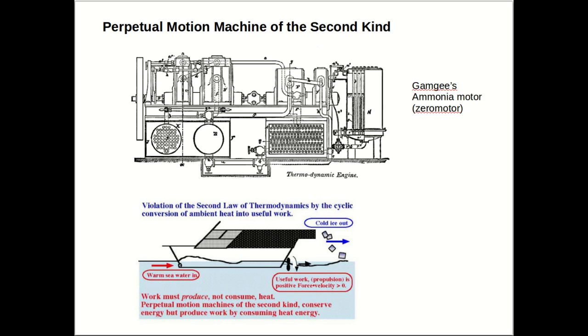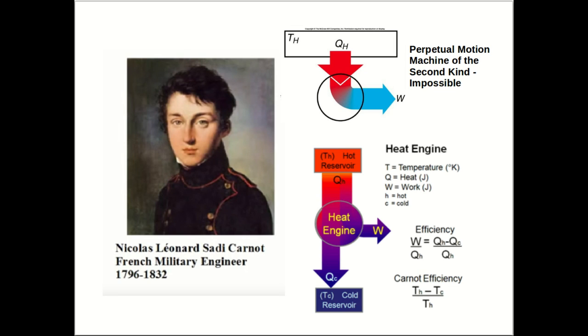So perpetual motion machines of the second kind don't work. And the work of Sadi Carnot, who was a French military engineer, actually proved that perpetual motion machines of the second kind are impossible. His work also laid the foundation for the second law of thermodynamics.